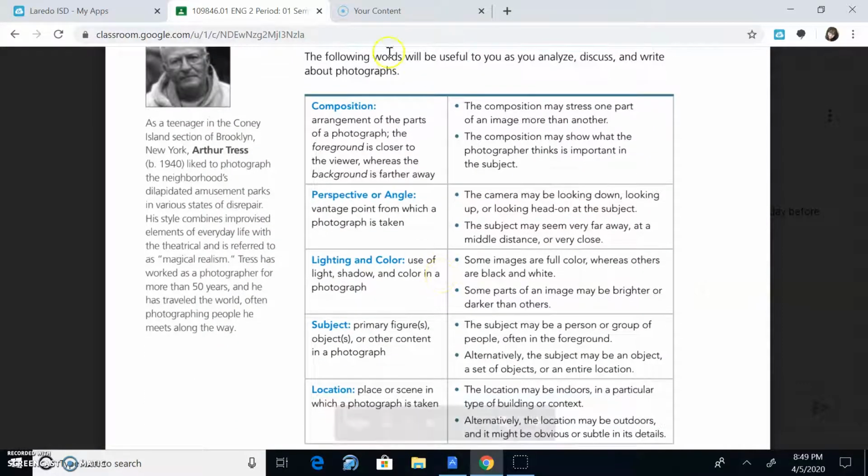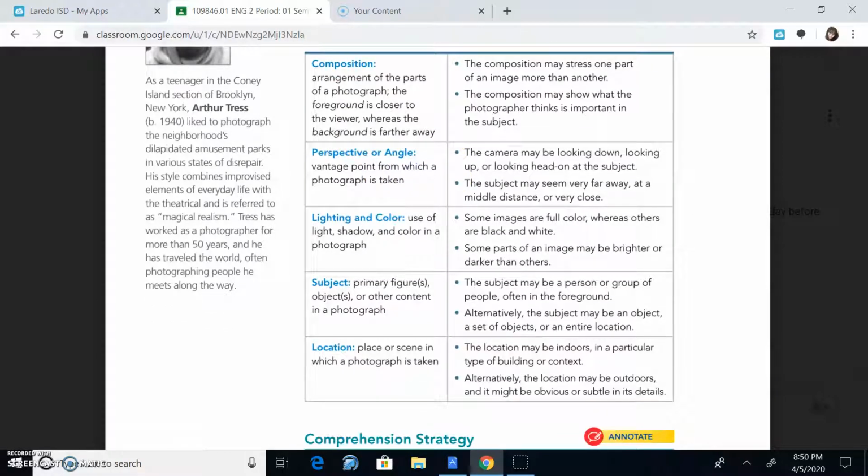vocabulary words. Composition, the arrangement of the parts of a photograph. Perspective or angle, the vantage point from which a photograph is taken. Lighting and color, use of light, shadow, and color in a photograph. The subject, the primary figure, the object, the content in the photograph. Location, the place or scene in which the photograph is taken. These vocabulary words are key to the assignment that you're going to do.